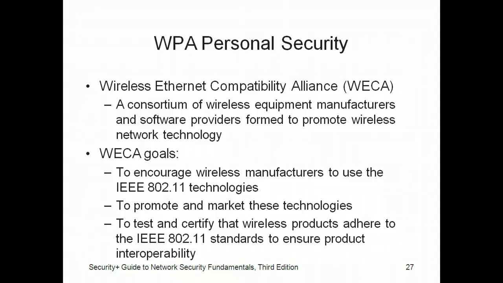A consortium of wireless manufacturers began to promote this technology. The goals: to encourage wireless manufacturers to use 802.11 technology, promote them in the technologies they market, to test and certify that these wireless products adhere to those standards, and ensure interoperability. Okay? And interoperability just means everybody plays nice with each other when it comes to creating NIC cards for the standards that the access points are created for.